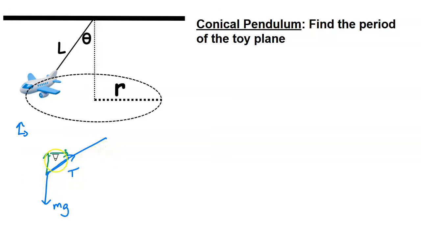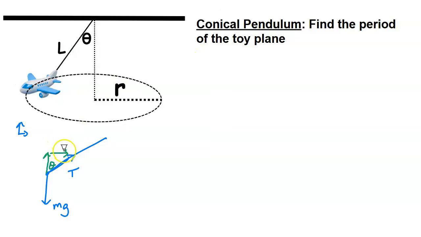The component going to the right, because this is theta, so this angle right here will also be theta. Okay, so you can kind of convince yourself. If I have a line right here, and this is coming through, right? So this is theta. This is also going to be theta as well.